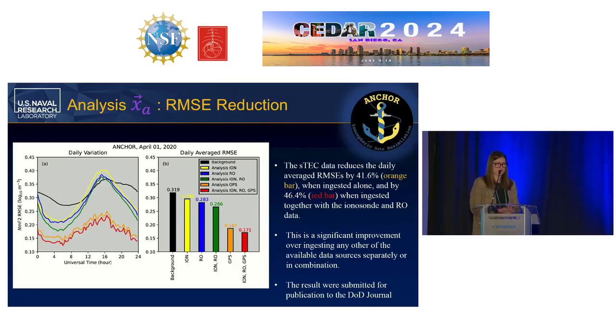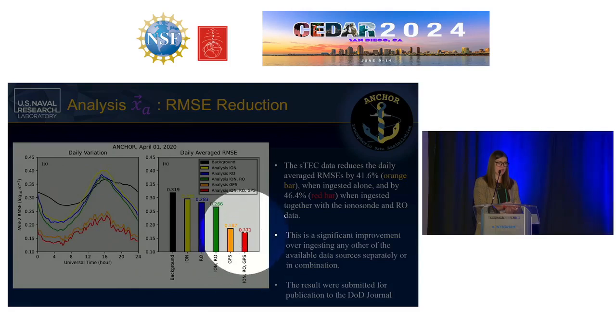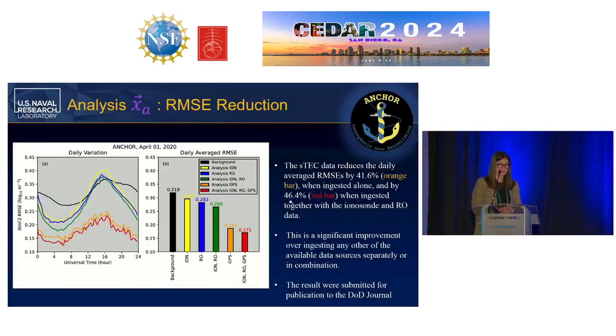So the TEC data from GPS receivers can reduce our root mean square errors on average by 41.6%, which is significant in comparison to other data sources. And when we ingest all of them together, radio occultation, ionosonde, and GPS, that's where we get this final result. And that means the errors were reduced by 46.4%. So this is a very significant improvement, and GPS data has great potential for improving our model. The results of this paper are unfortunately not available to the community, but they were submitted to a DoD journal, so if you're a DoD or DoD contractor, you will see this paper there.